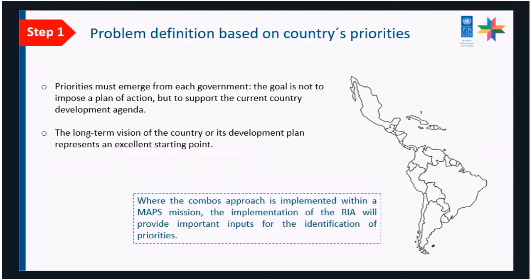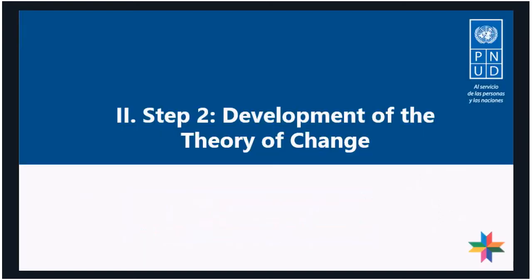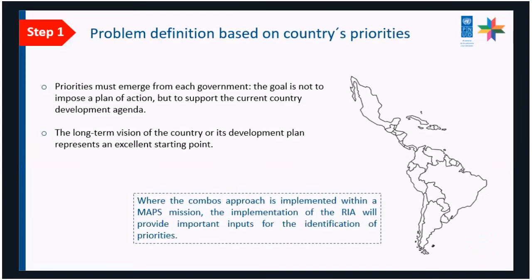So we try to keep the problem definition as broad as possible in terms of trying to hit the mark on the multidimensional aspects of problems, and then zooming in on what those dimensions are with available evidence and data. Okay, so today we're going to look at step 2, the development of a theory of change.